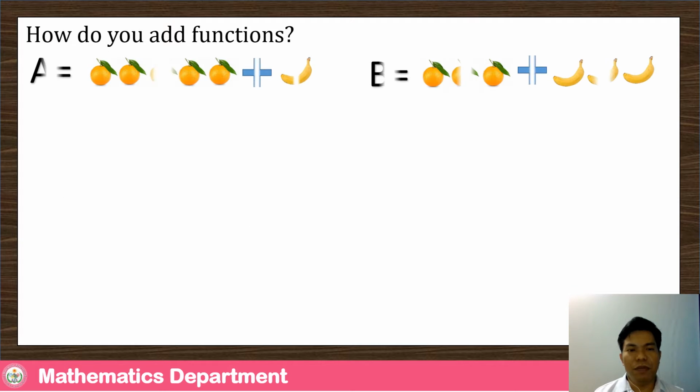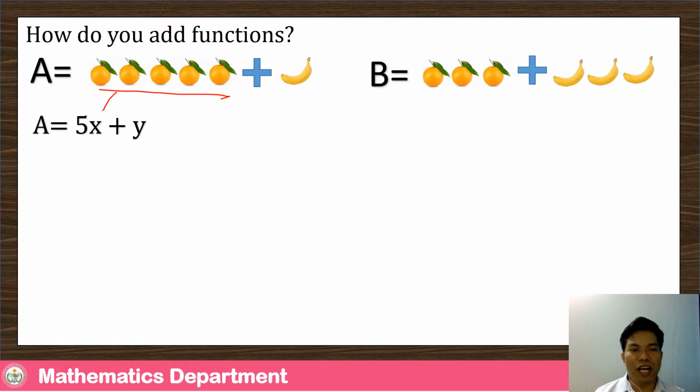In performing addition of functions, para lang din tayong nag-pe-perform or nag-a-add ng number of oranges and number of bananas kagaya nung ginawa natin kanina. But this time, in a more general way. Ibig sabihin, instead of using oranges and bananas, gagamit tayo ng mga variables to represent oranges and bananas. So example, kung ang set A natin kanina ay meron tayong 5 oranges and 1 banana, pwede natin siyang i-represent as 5x plus y, na kung saan yung ating oranges dito ay na-represent natin siya gamit yung ating variable x, at yung banana naman natin ay na-represent natin gamit yung ating variable y.